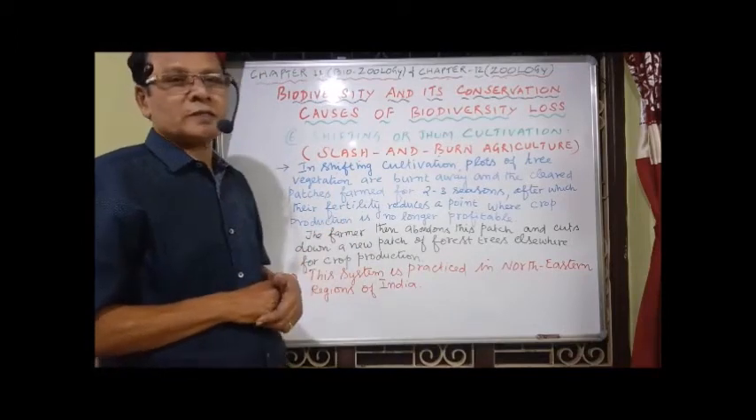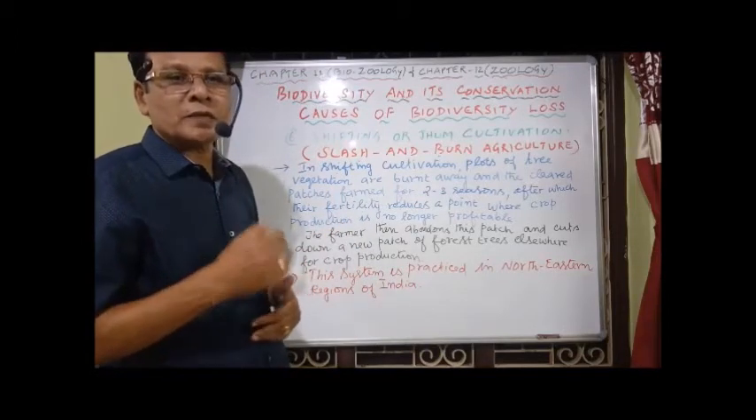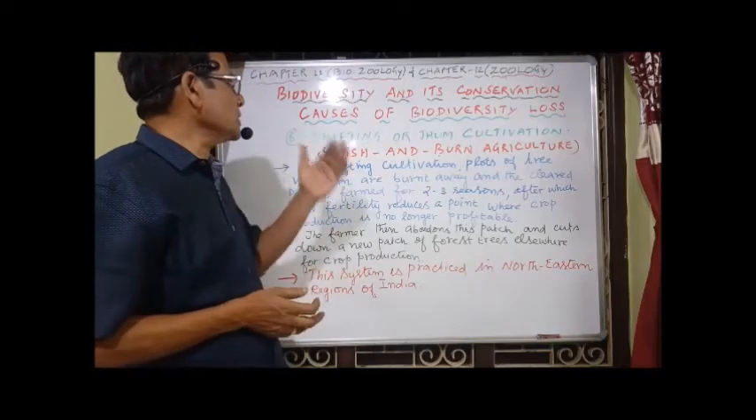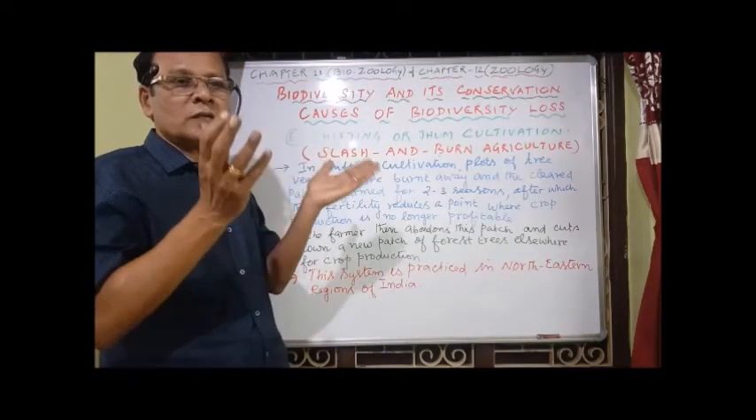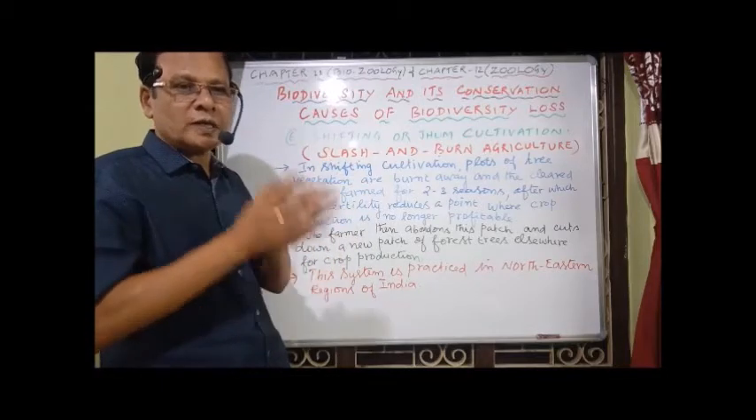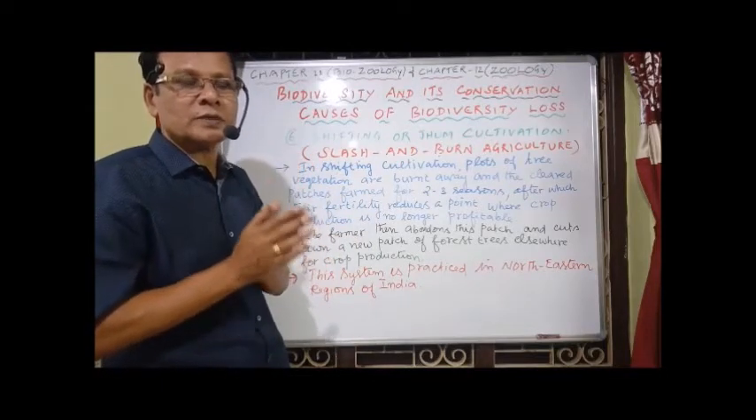This system is practiced in the northeastern regions of India. Now, what are the impacts of this jhum cultivation? When large or vast areas are cleared, we have the removal of forest cover.